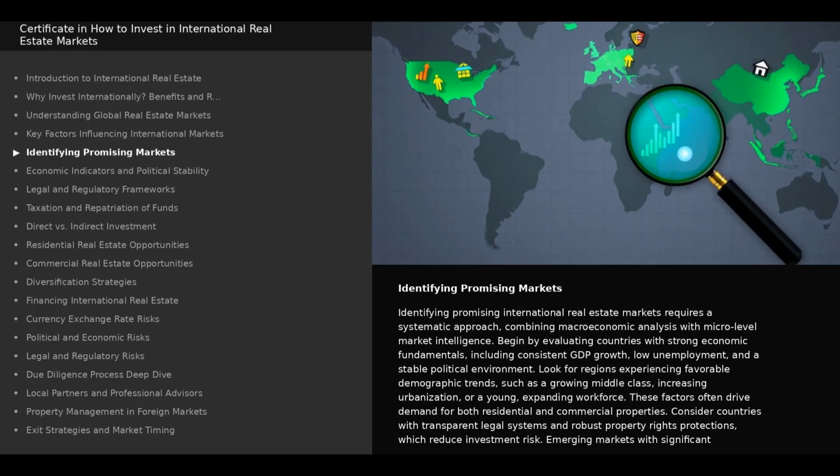Consider countries with transparent legal systems and robust property rights protections, which reduce investment risk. Emerging markets with significant infrastructure development plans can also offer substantial long-term growth potential. Thorough research into these areas is paramount.